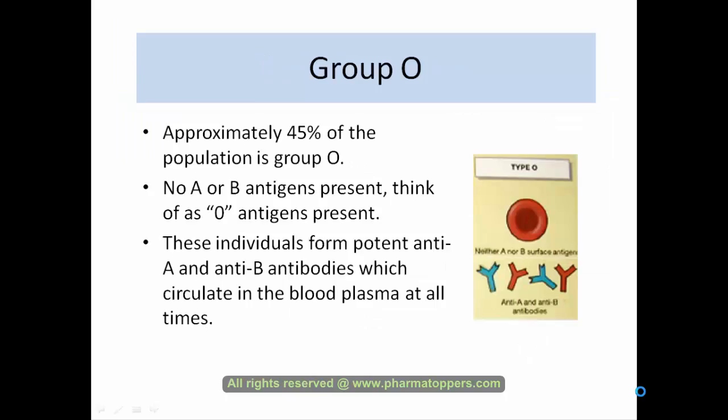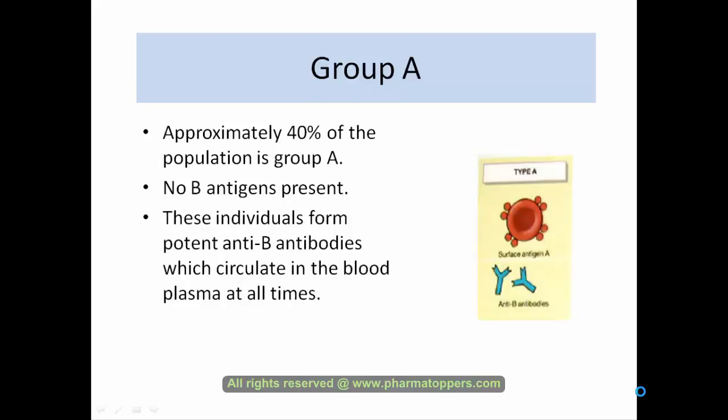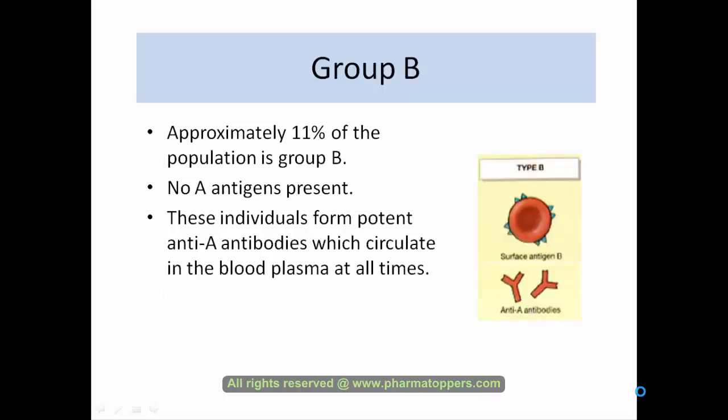Now next, blood group O. Approximately 45% of the population has blood group O. No A or B antigens are present, only H. These individuals form potent anti-A and anti-B antibodies which circulate in their blood plasma. In the case of blood group A, it is about 40% of the population, and they contain potent anti-B antibodies.